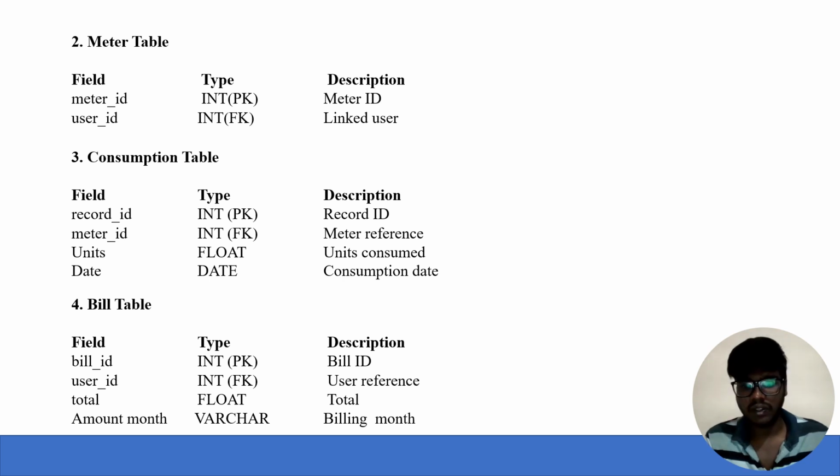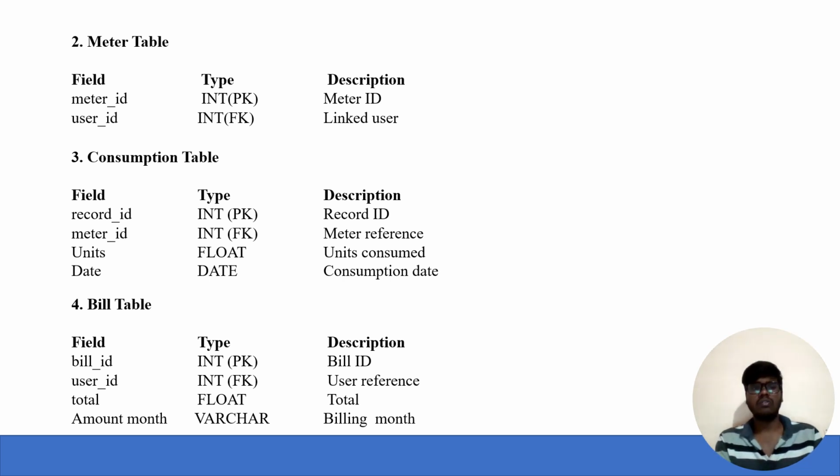And then we can see the other tables, such as the meter table, the consumption table, and the bill table. In the meter table, you have the meter ID and the user ID. In the consumption table, you have the record ID, meter ID, units, and date, with the meter reference, units consumed, and consumption date. In the bill table, we have the bill ID, user ID, total amount, and the billing month.